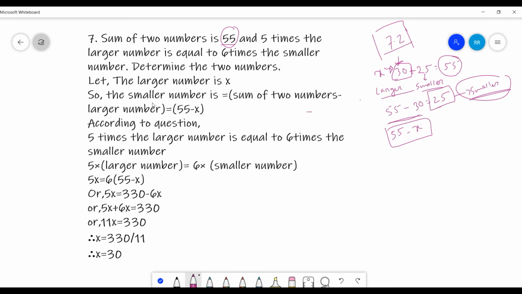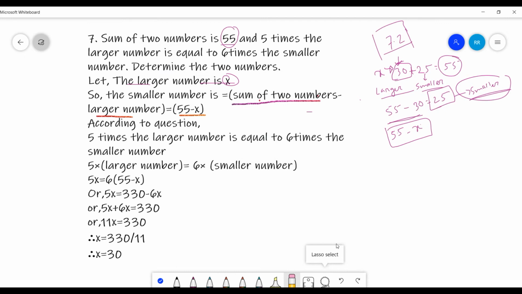You can write this. The larger number is x, and the smaller number, I have written in equation form: the sum of two numbers, that means 55, minus the larger number, so 55 minus x. If someone wants to do it the other way, let the smaller number be x, so the larger number is the sum of the two numbers minus the smaller number. In that case, that will be 55 minus x. Same procedure. So let's move to the toughest part.